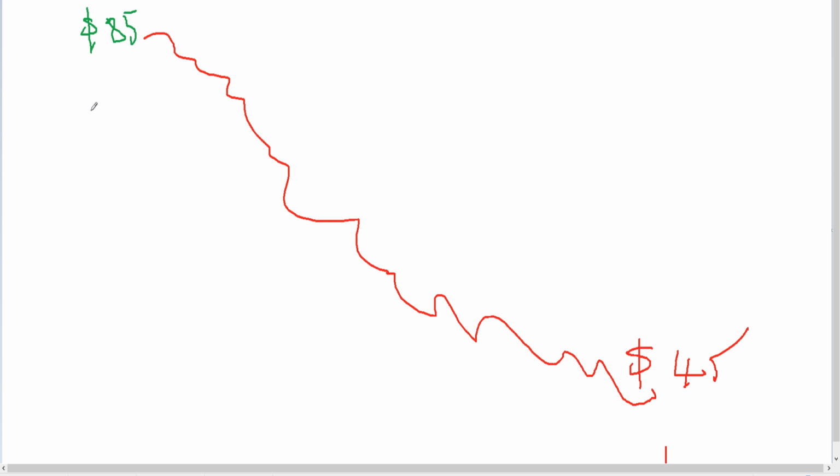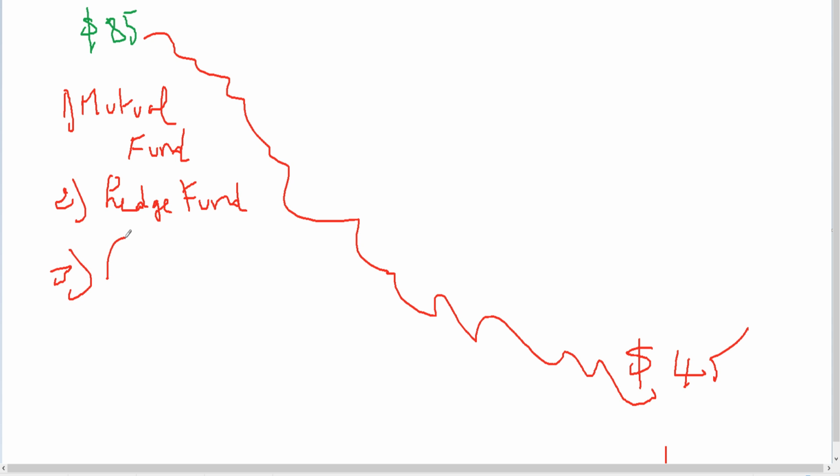Now, almost all are the same. As we have seen up, we have seen down. But I would emphasize three. One is mutual fund, which has a very big impact. Second, hedge fund. And three, big traders.